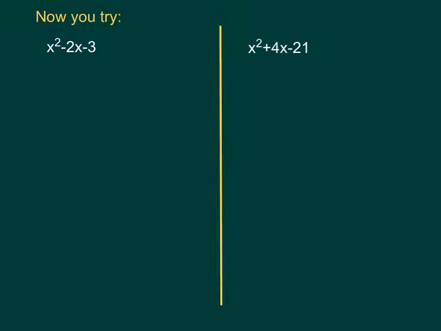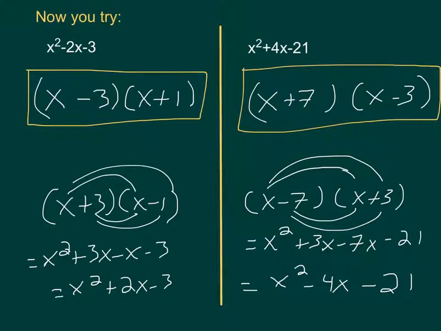Alright, time now to show the answers. And here are your solutions. The factored form of x squared minus 2x minus 3 is x minus 3 times x plus 1. The factored form of x squared plus 4x minus 21 is x plus 7, x minus 3.